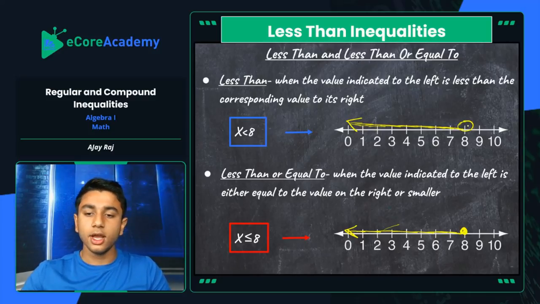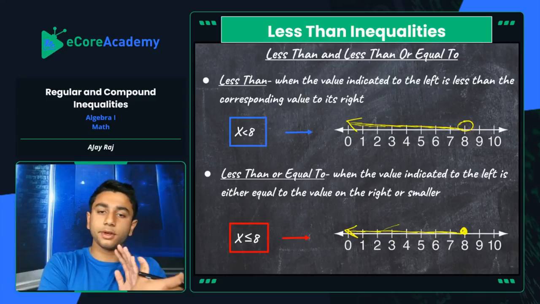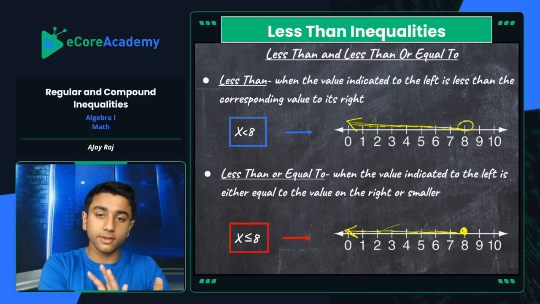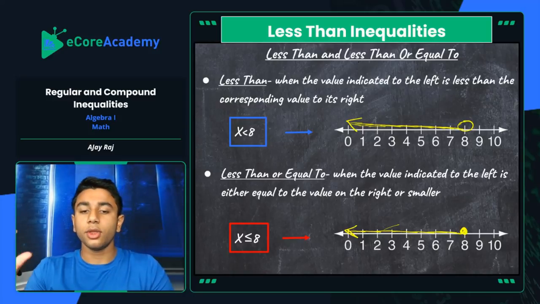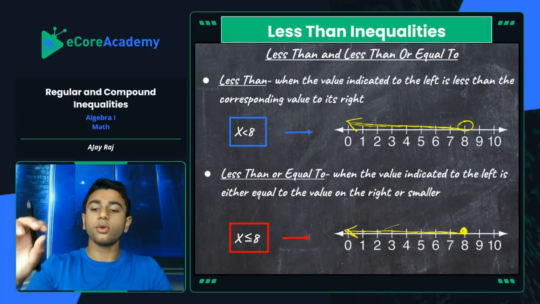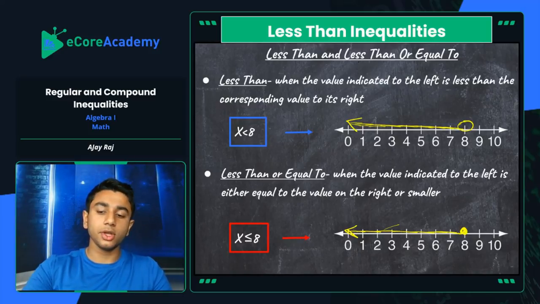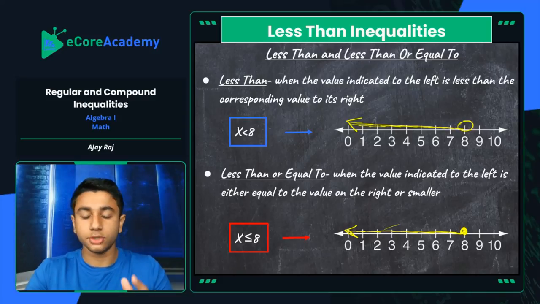The main difference is that everything's going to be going towards the left whenever it's less than, all the values towards the left of that number, because you're decreasing when you're going leftwards on the number line. But the only difference is whether or not the value given is going to be included or excluded. If it's less than or equal to, it's included. If it's less than, it's not.